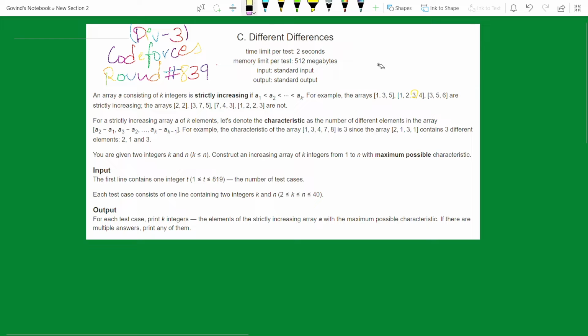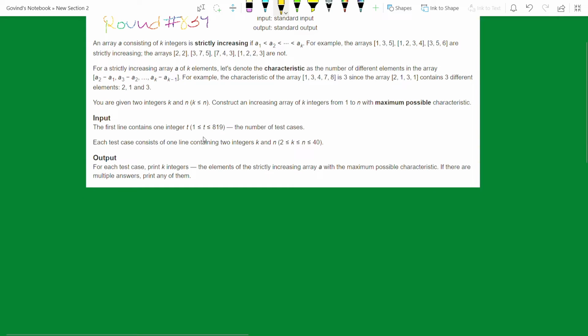And now let's see what is characteristic. What's the meaning of characteristic? What do they mean by it? So characteristic would be the number of distinct elements that we can get by taking the difference of adjacent pairs. Okay, so basically it is the distinct differences.